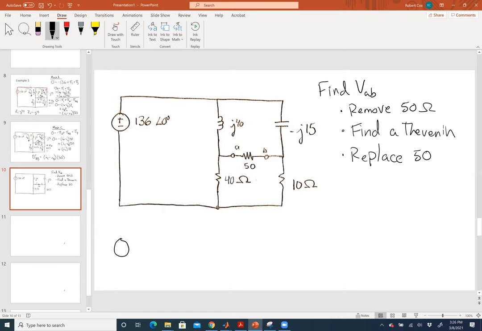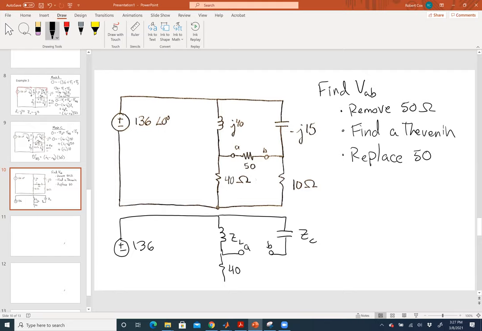If I take the 50 ohms out, here's 136. That's a really bad inductor. Here's my ZL, there's my ZC, here's B, here's A, here's my 40 ohms, here's my 10 ohms. Basically it's saying find a Thevenin equivalent looking into these terminals.